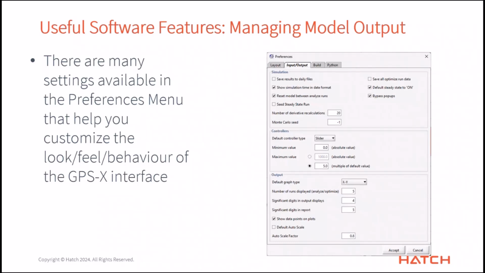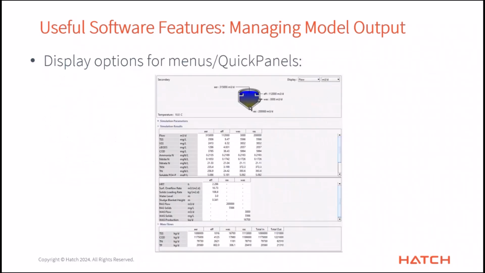And again, there are many settings in the preferences menu that are helpful to set that up and manage what information you want to see. So a couple of things I'll mention about these quick panels. These are the panels that you get when you double click on a value, or double click on a unit process in your GPS-X layout. I'm sure you're used to using these on a regular basis. And in fact, it is one of the most common ways to view the output of models in GPS-X. Most people like to use this panel right here.